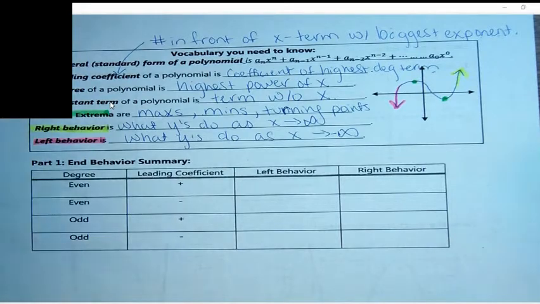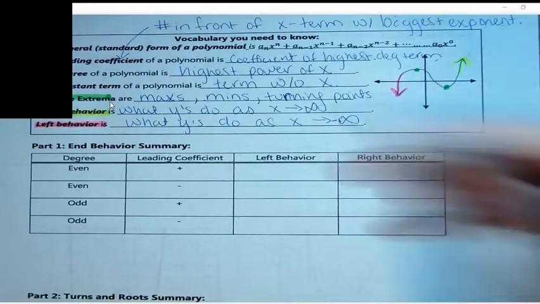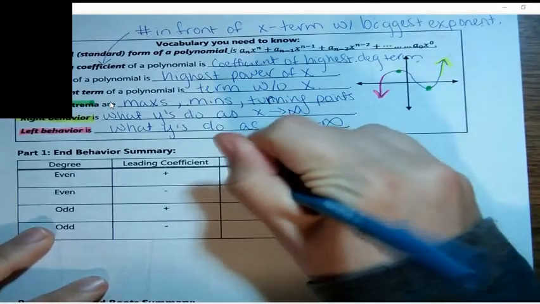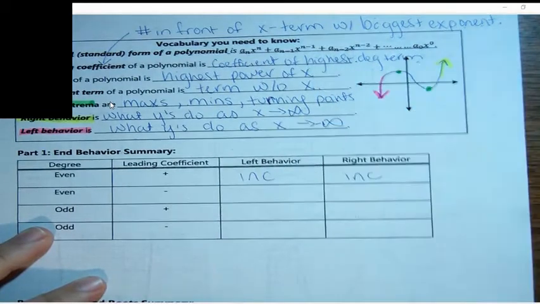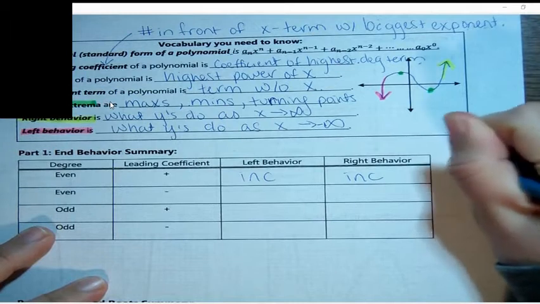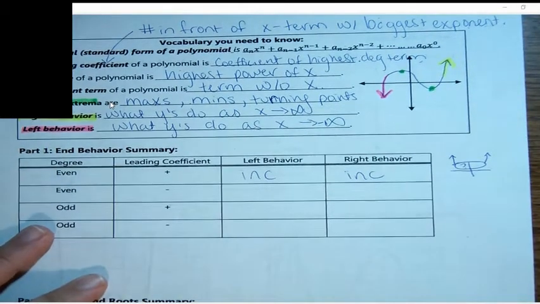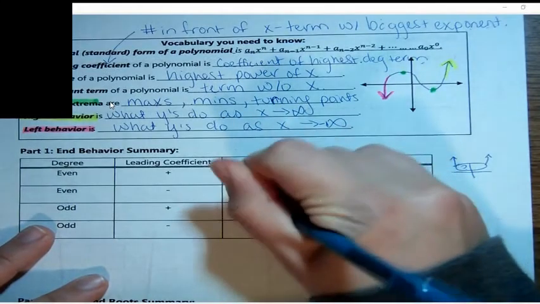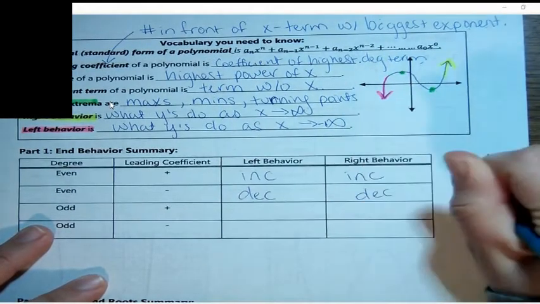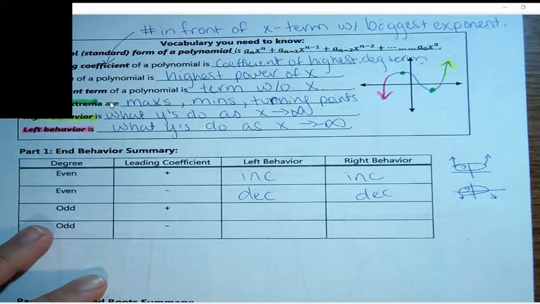Okay, so for part 1, our end behavior summary, if our degree is even, our left is going to be increasing and our right is going to be increasing. Okay, when it's even, they do the same thing. So I could have a function, left increases, right increases. We don't really know what happens in the middle. Okay, but we know that both our left and our right increase. For even, if our leading coefficient is negative, we're going to decrease and decrease. So again, I would have decreasing, decreasing. I don't really know what happens in the middle, but I'm going to decrease on both sides.